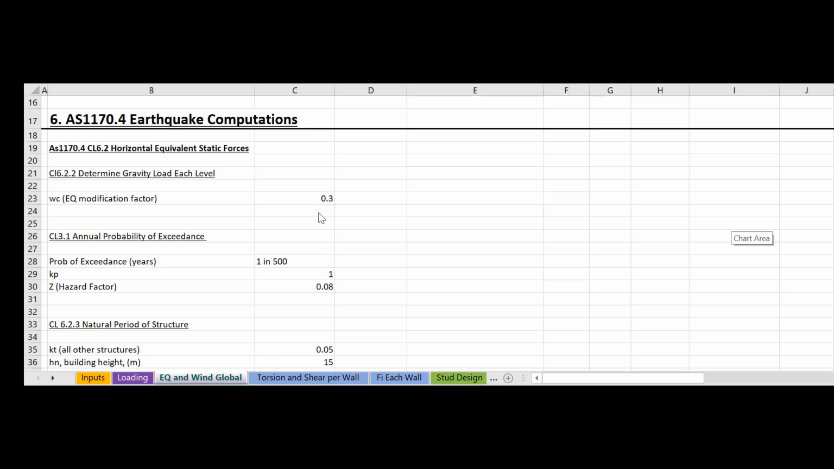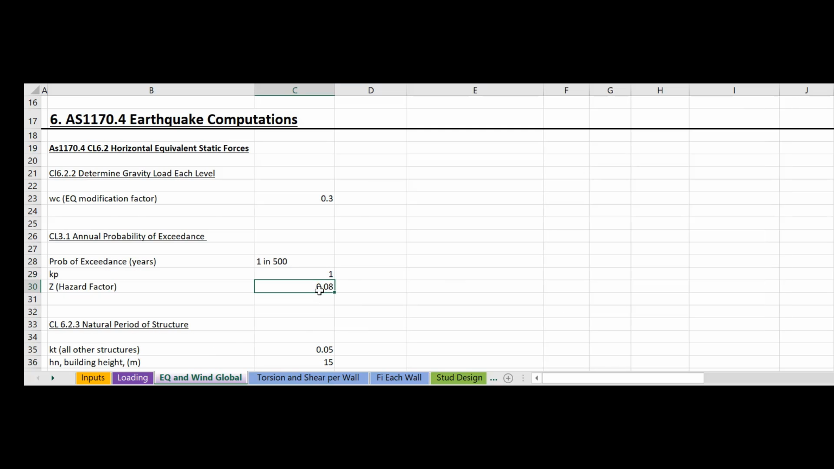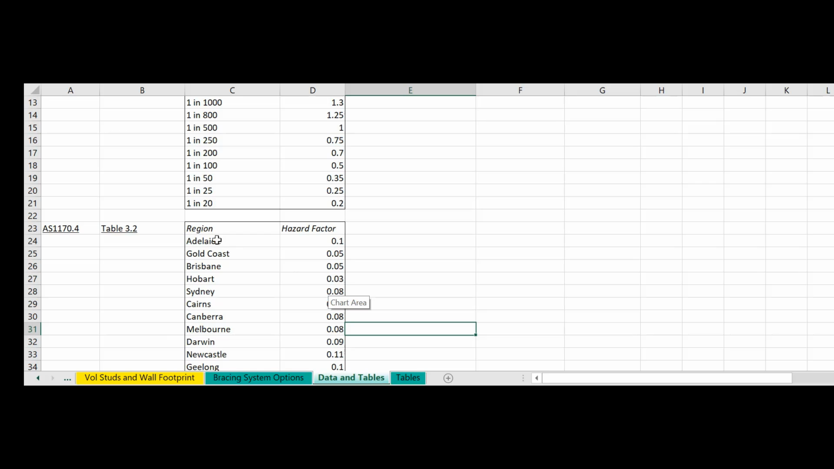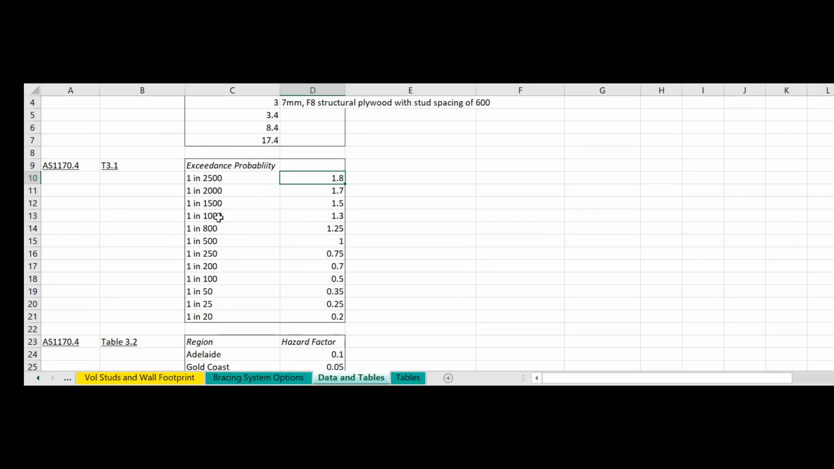Here we've got our earthquake and stability comps. So the earthquake modification factor 0.3, probability of exceedance 1 in 500, KP factor of 1, hazard factor of 0.08. So these are looked up from data and tables. Around here, you've got the hazard factor for each region, so that's linked to the input page, and then the Z factor is from the exceedance probability, which is also one of the inputs, so it just looks it up from there.